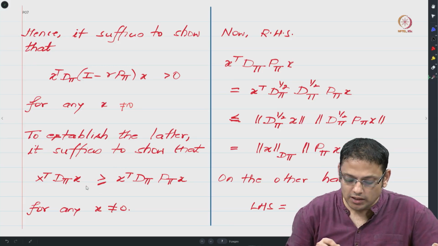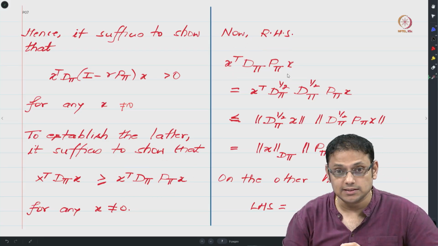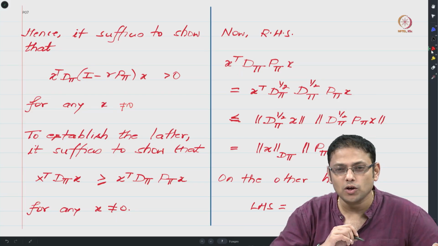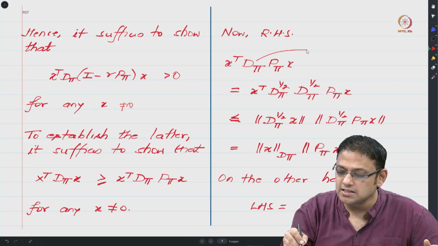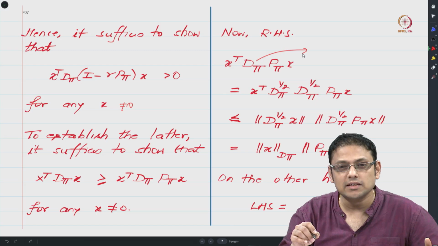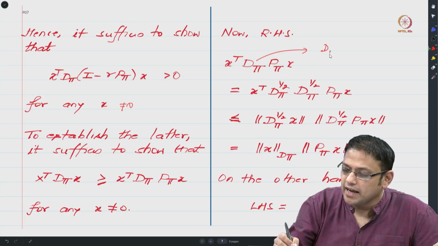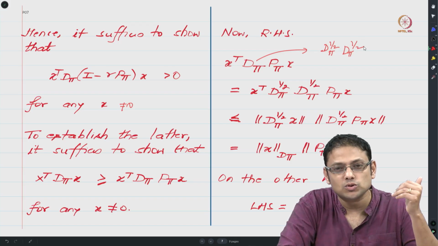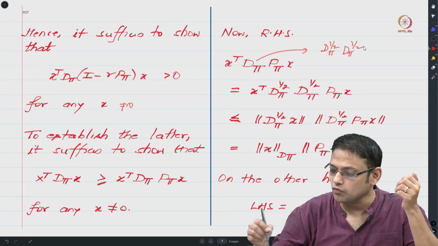So in order to show this inequality, let us begin with the right hand side. We have over here x transpose D_pi P_pi x, and what I will do is take this D_pi, and recall that we have presumed that the Markov chain induced by your policy pi is ergodic, which means that your stationary distribution has all positive entries, and hence this diagonal matrix is positive definite, because it is a diagonal matrix, it is symmetric and it is positive definite. Hence I can look at its square root, which is the diagonal matrix whose diagonal entries are the square root of the diagonal entries of your D_pi.